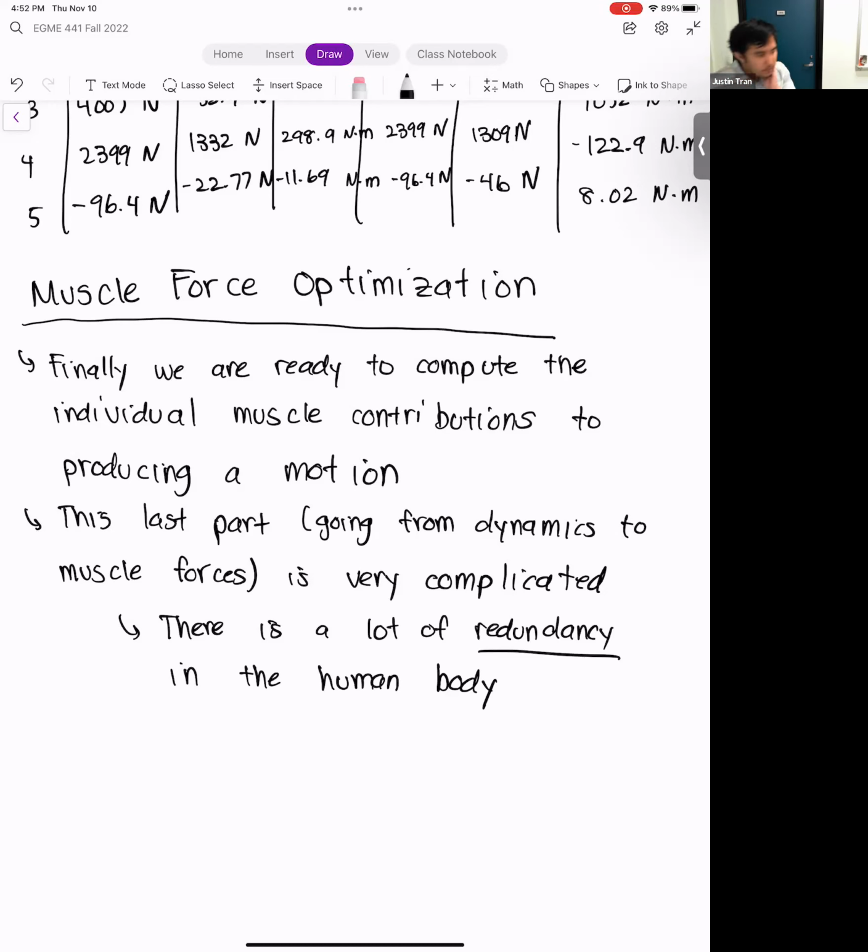What I mean by that is that if you wanted to produce a certain motion or a certain amount of moment around a joint, there are often multiple muscles that can produce that moment or force. Sometimes it's 3, sometimes 4, sometimes 5. So when you observe a motion from the outside, you can't say definitively that this muscle is contributing this much, because it's different for everybody.